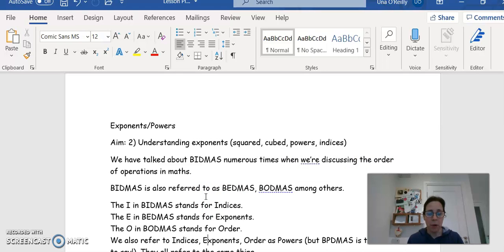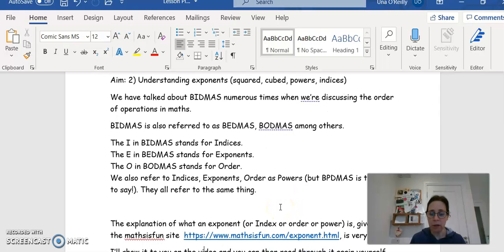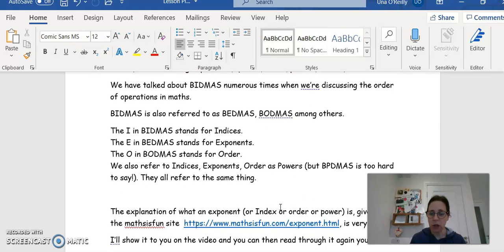All right, but we have 3 examples here. We have BIDMAS, BEDMAS, and BODMAS. So they're all the same except for the second letter. So the I in BIDMAS stands for indices. The E, okay, here stands for exponents. The O here stands for order. Okay, so they all mean the same thing. We also refer to indices, exponents, order as power.